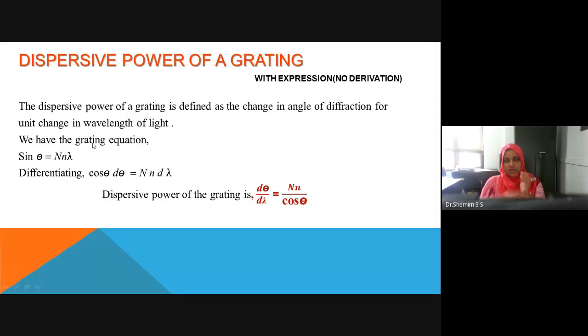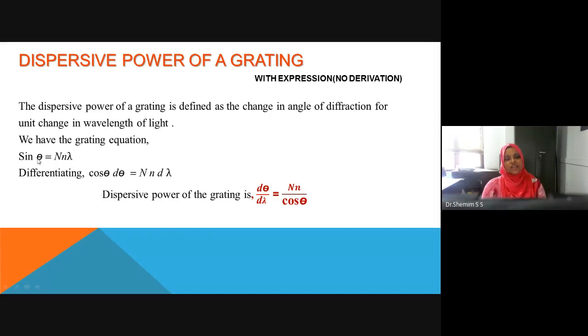Dispersive power is the ability of a grating to give the spectral lines, or to reproduce the spectral lines, at different angles. The angular spread given by the grating is expressed in terms of dispersive power. That is, from the grating equation we can find the dispersive power of a grating.